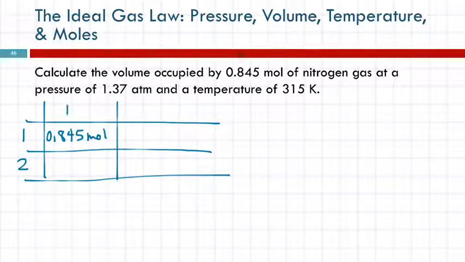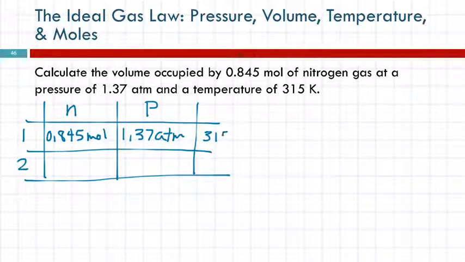And we're going to call that column N because N stands for number of moles. And then we've got 1.37 atmospheres. And that's the pressure. And we have a temperature of 315 Kelvin. It must be Christmas or something. They gave us the temperature in Kelvin, so we don't have to convert that.